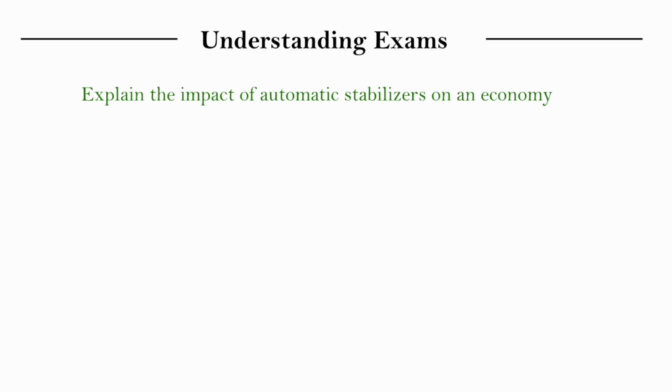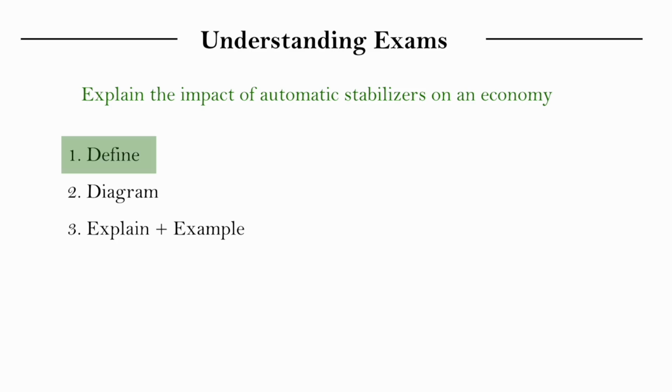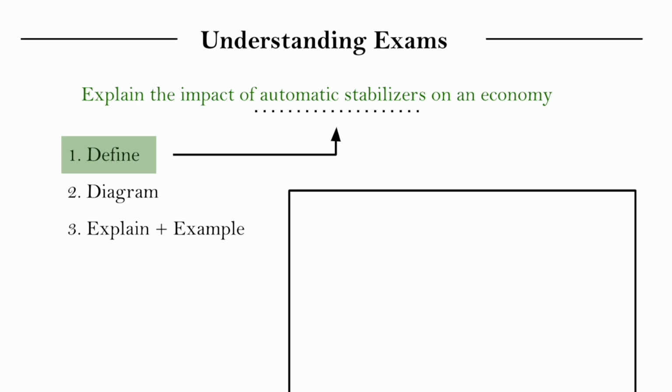So we have our question, and bringing in our general structure for part A: define, diagram, and then explain with example. We can see that the first thing we need to do is define. Looking at the question, we can easily see that the topic of focus and the term we need to define is automatic stabilizers. So let's start our response by defining automatic stabilizers.